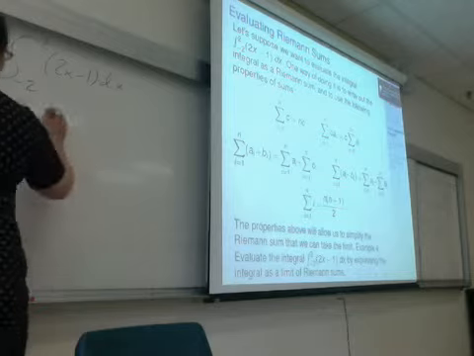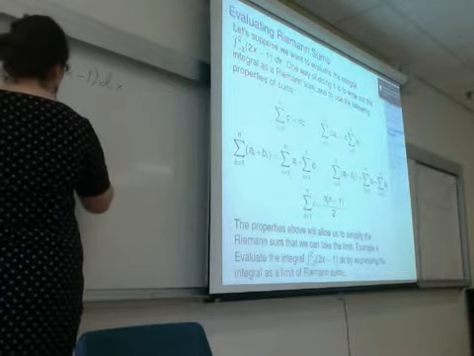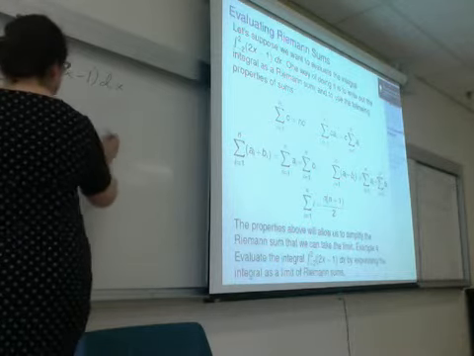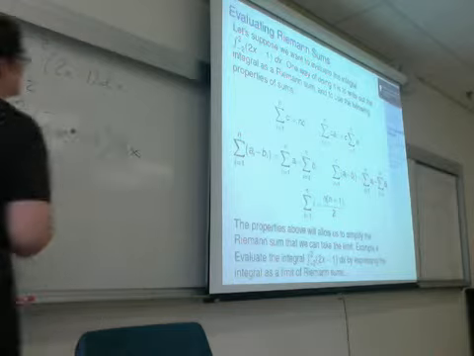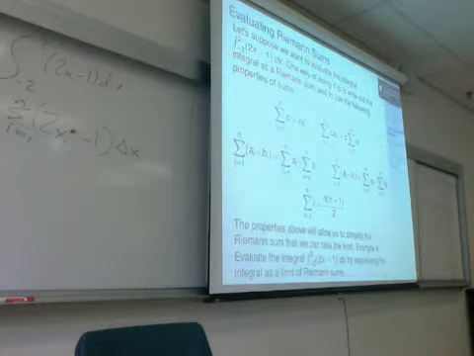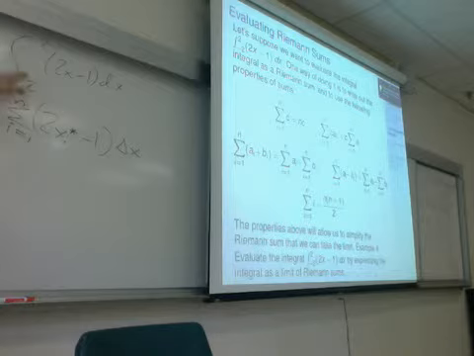We replace the x with an xi star, and we replace the dx with a delta x. I don't know if you remember this. I said, how can you express an integral as a limit of Riemann sums? We can do it this way.